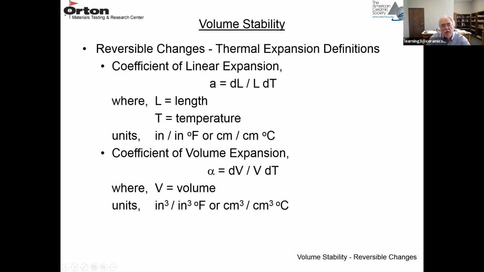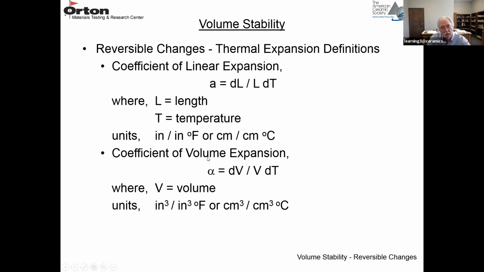So for volume stability, the definition of thermal expansion, which is a reversible change, A is the coefficient of thermal expansion. That equals delta L, which is just the change in the length, divided by the original length, divided by the change in temperature, delta T. So L is the length, T is the temperature. So it's simply the change in length divided by the original length and the change in temperature. The units are inches per inch degrees F, centimeters per centimeter degrees C. The length units cancel. So basically A is just 1 over F or 1 over C.